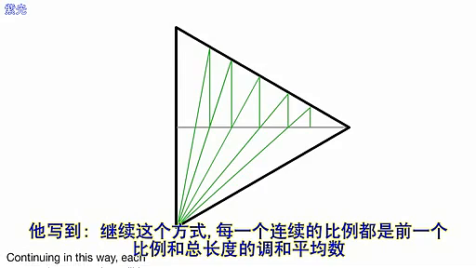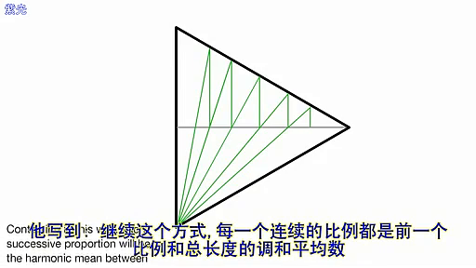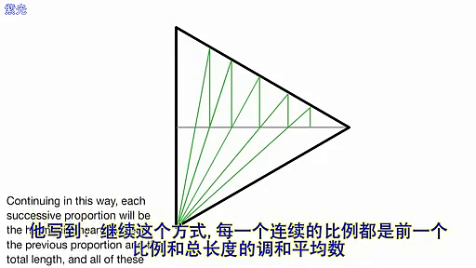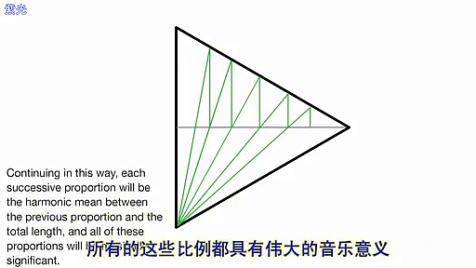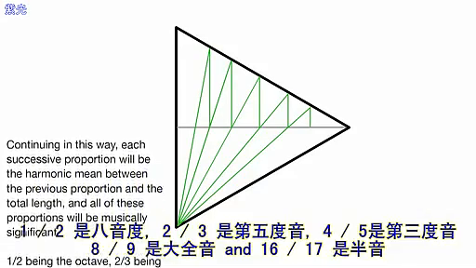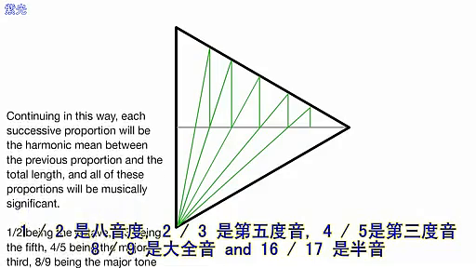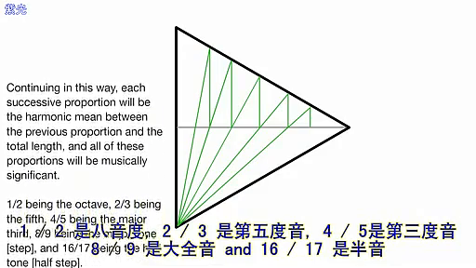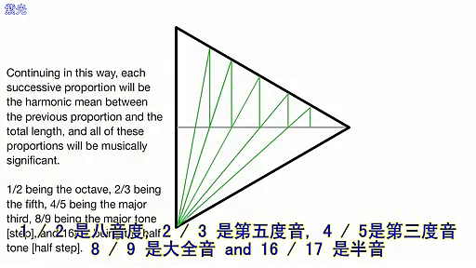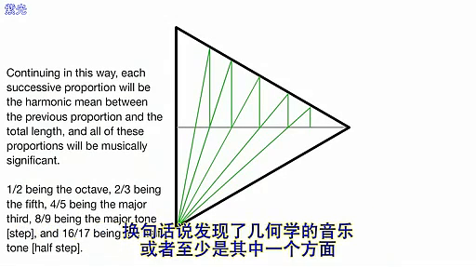He writes, continuing in this way, each successive proportion will be the harmonic mean between the previous proportion and the total length, and all of these proportions will be musically significant. 1/2 being the octave, 2/3 being the fifth, 4/5 being the major third, 8/9 being the major tone or step, and 16/17 being the half tone or step. In other words, he discovered the geometries of music, or at least one aspect of them.